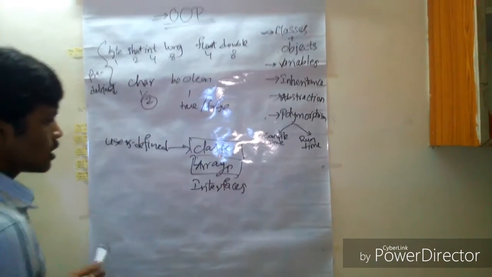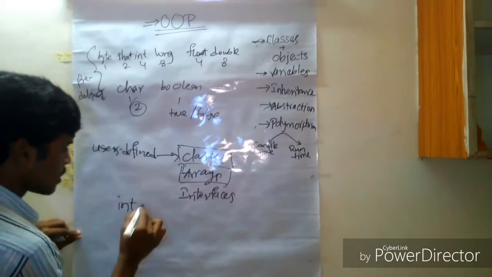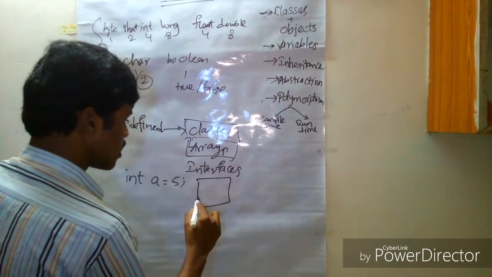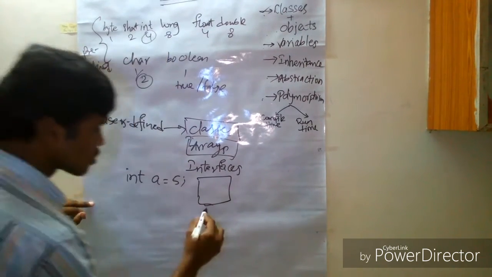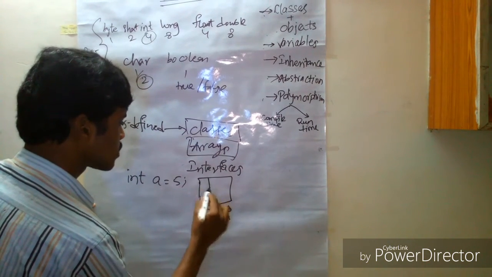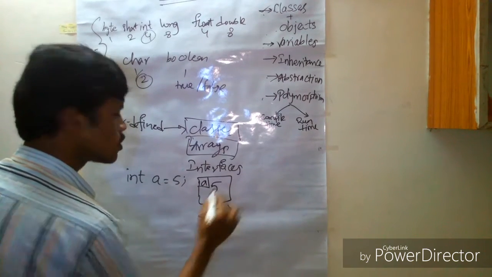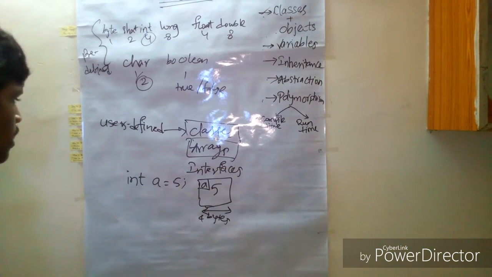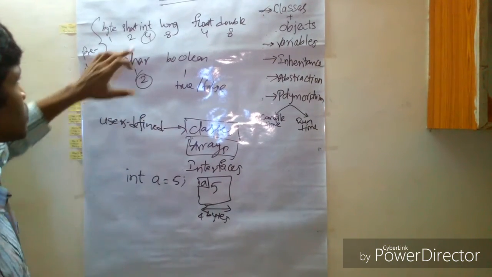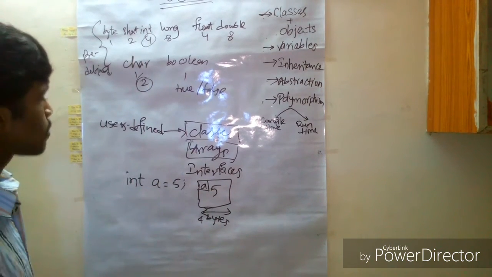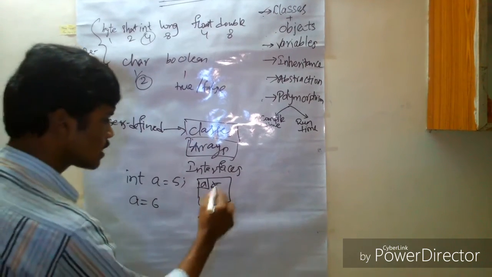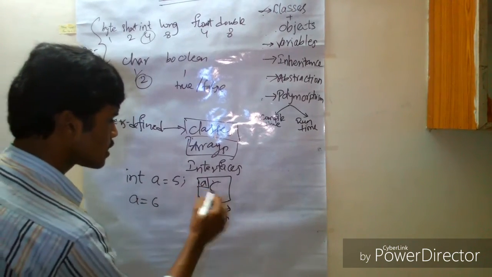And generally, if we declare an integer variable, int a is equal to 5, what is going to happen in the memory space? Integer is having 4 bytes, so 4 bytes of space is going to be allocated, its name is going to be a, and the value that is going to be stored in this is 5. Why do we say integer is predefined? As it is 4 bytes, it takes only 4 bytes of space. And if you want to modify, if a is equal to 6, later this value gets erased, and in the same place the value 6 gets inserted.